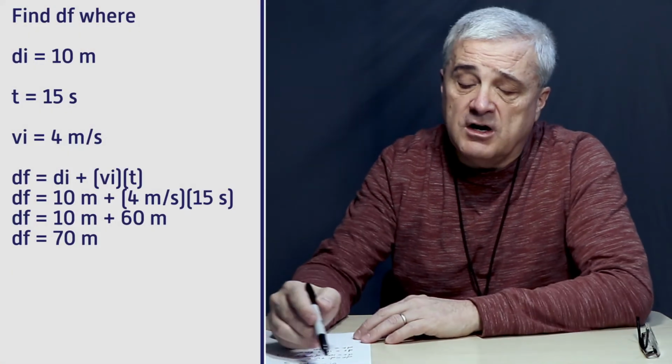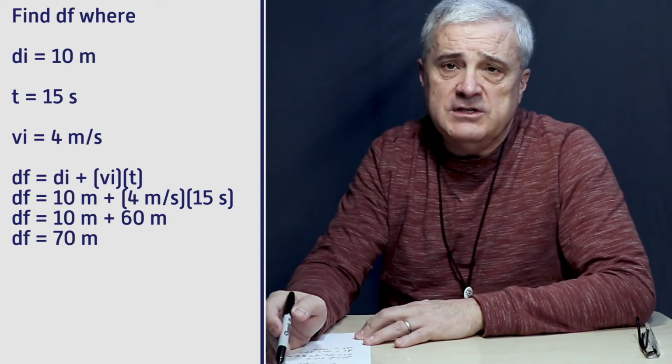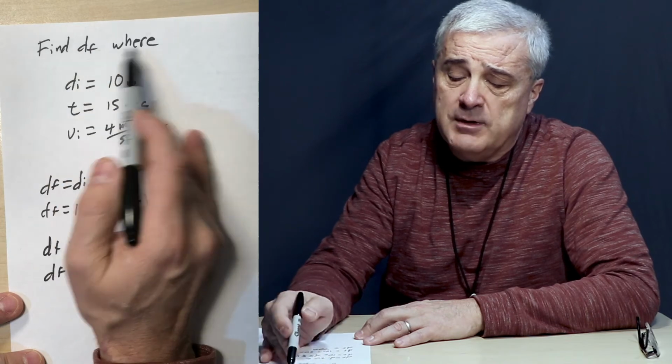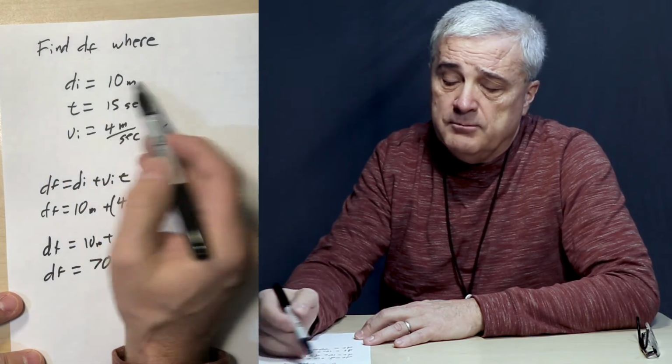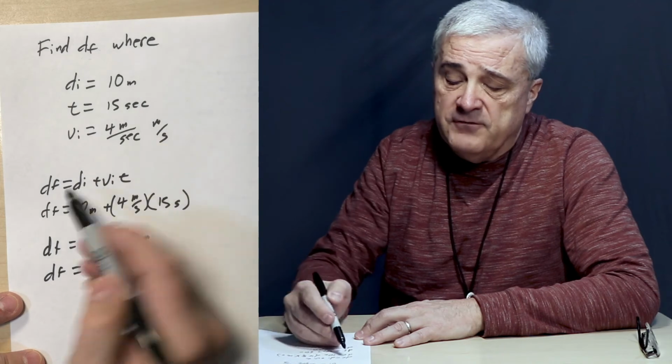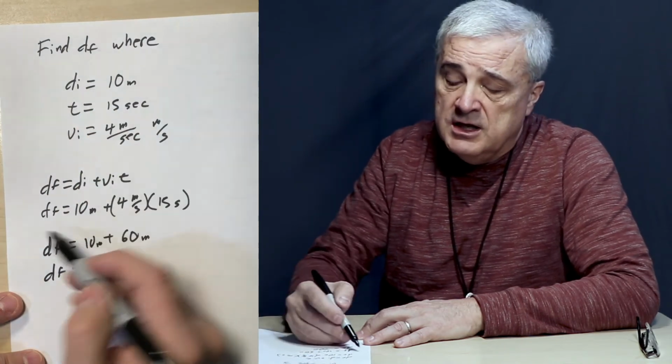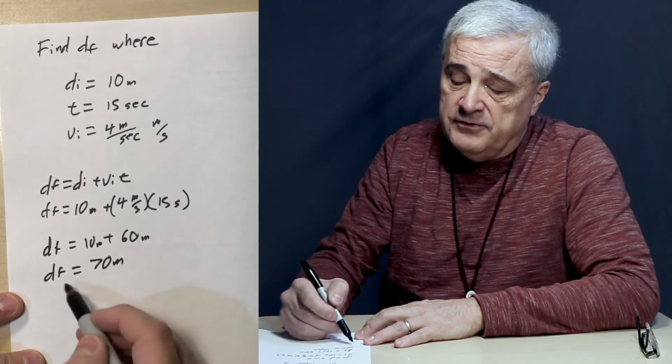That's it. So we start off by saying find whatever it is that the problem tells us we're looking for, whatever the context, whatever the story: find d sub f where, list the variables, plug in the values of the things that are given, find an equation that relates these variables to this question, plug in the numbers, solve, and we get this answer.